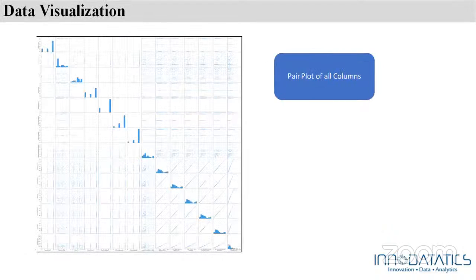This is the pair plot of all the columns showing the relation between the variables. It is found that some variables are linearly related, some are moderately related. The pair plot helps us to identify the pairwise relation between the variables in the dataset. Next slide, please.